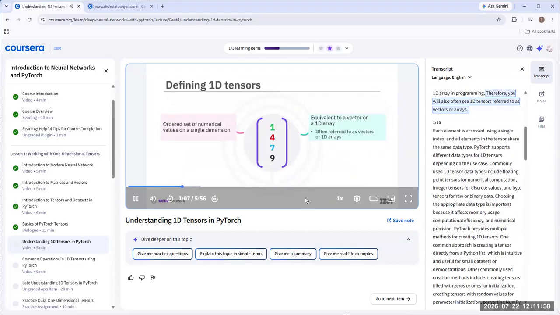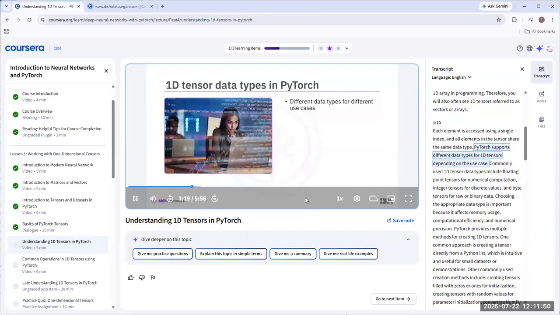Therefore, you will also often see 1D tensors referred to as vectors or arrays. Each element is accessed using a single index, and all elements in the tensor share the same data type. PyTorch supports different data types for 1D tensors depending on the use case. Commonly used 1D tensor data types include floating point tensors for numerical computation, integer tensors for discrete values, and byte tensors for raw or binary data. Choosing the appropriate data type is important because it affects memory usage, computational efficiency, and numerical precision.